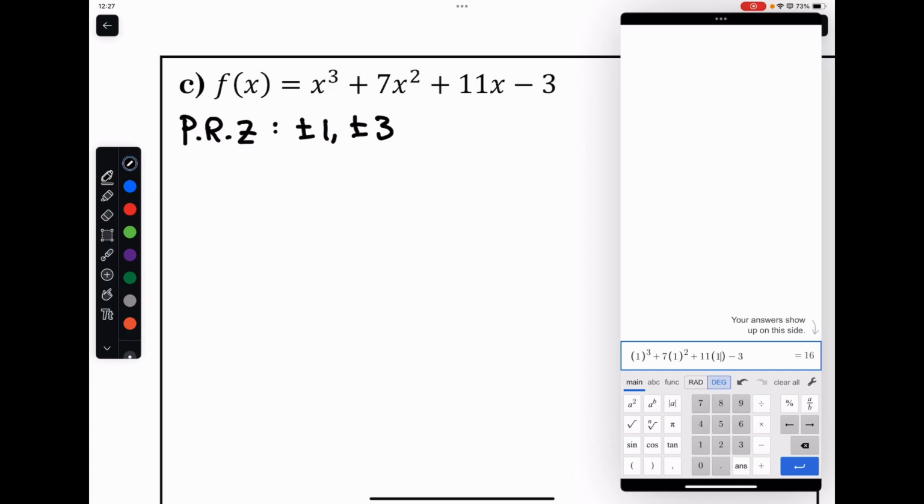If I plug in positive 1 into all the values of x, that doesn't work because I end up with negative 16, not 0. So let's try negative 1. Negative 1 doesn't work either because that gives me negative 8. So let's try positive 3.